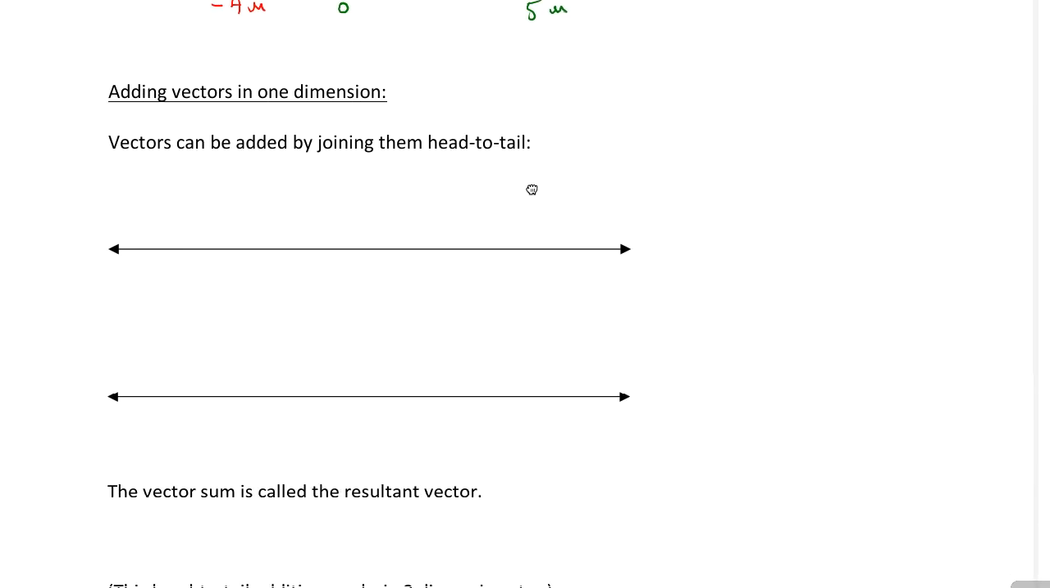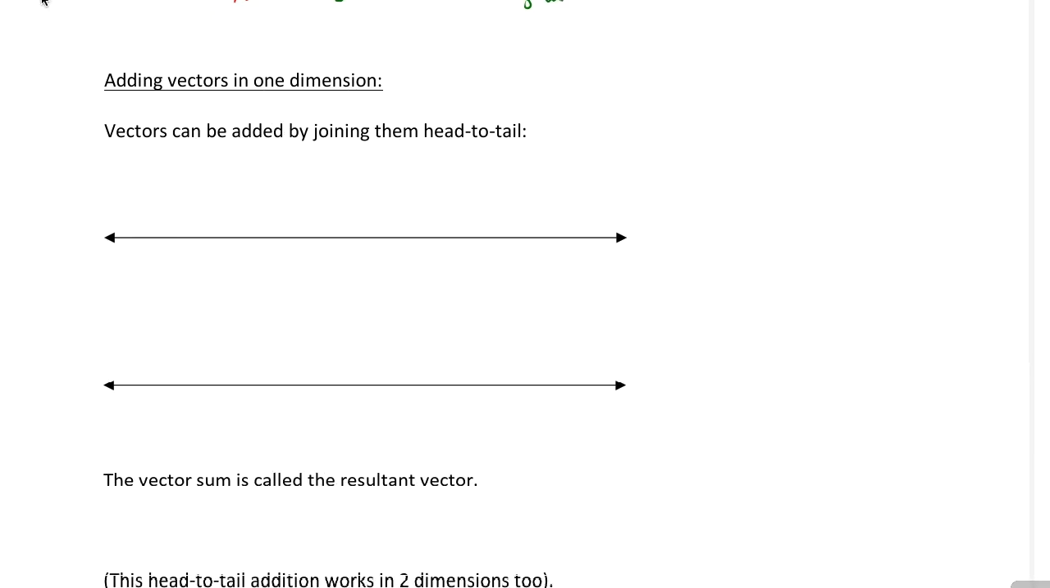Now, what if you have two different vectors and you want to add them together? Well, you can do that just by joining them head to tail. Let me show you what I mean. Let's say you start from the origin and you go through a displacement of 4 meters to the right. So I'm going to write that as plus 4 meters. So that makes this the 4 meter mark.